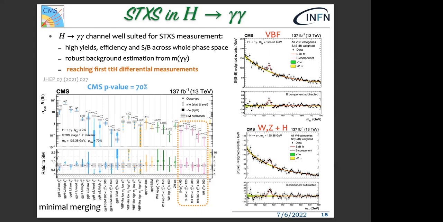And you also see here the lowest rate production mode, which is ttH, which is not only established, but also split in bins of pT. So with gamma gamma, we are at the level of doing the first differential measurement of ttH. These measurements come out in agreement with the standard model expectation. Okay, this is good or bad news, according to whether you are optimistic or not. Here you can see pictorially the peaks, which are now visible not only in the inclusive production, but also splitting VBF or associated production of the W and Z with the Higgs. So these are very prominent now.